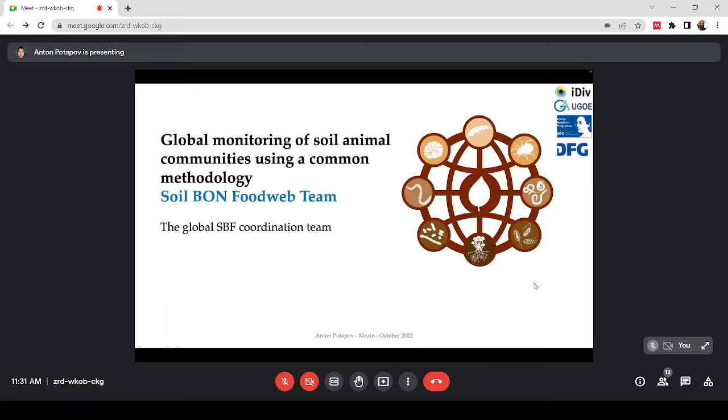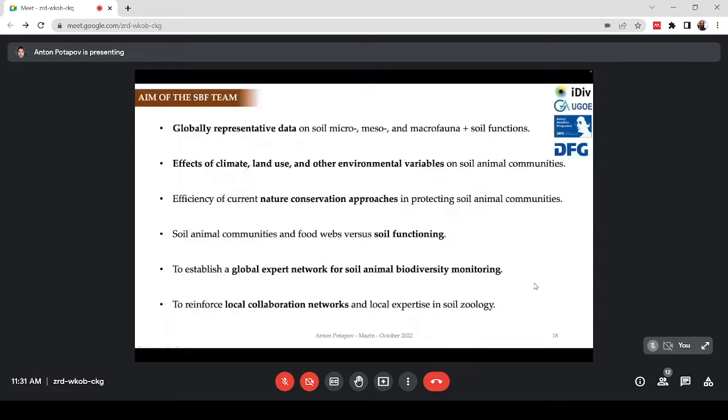And actually, in this initiative, our aims are to compile globally representative data on different groups of soil animals in conjunction with soil functioning. But also, we want to evaluate how climate, land use, and other environmental variables affect soil communities. We also want to evaluate whether nature conservation approaches are efficient in protecting soil animal communities. But on the other side, we also want to understand how soil animal communities and food webs are related to soil functioning, the approach I told you about before. And finally, we just want to establish a global expert network for soil animal biodiversity monitoring. And we want to reinforce local collaboration networks to disseminate expertise in soil zoology and soil animal ecology. So these are our aims.